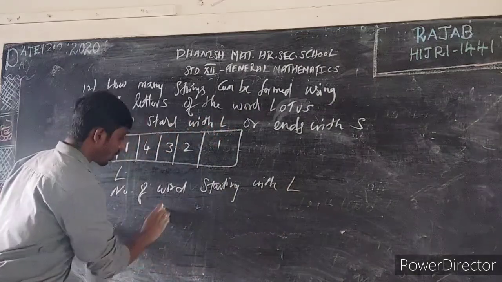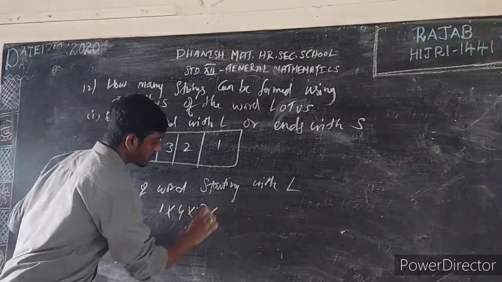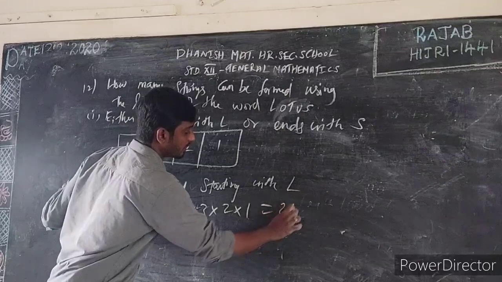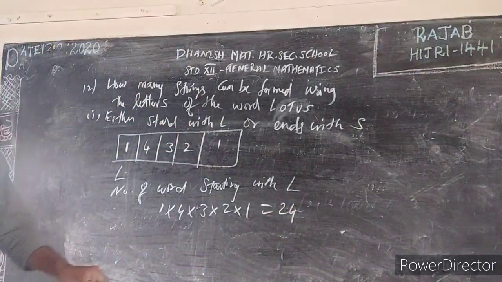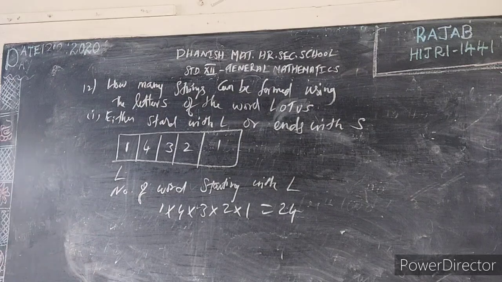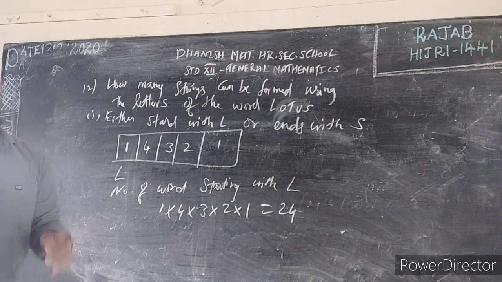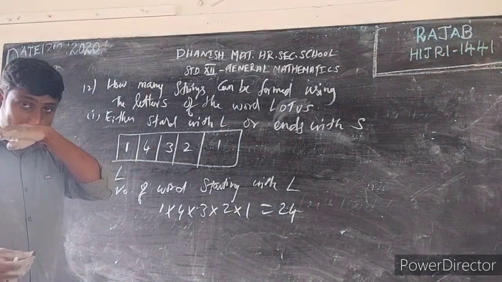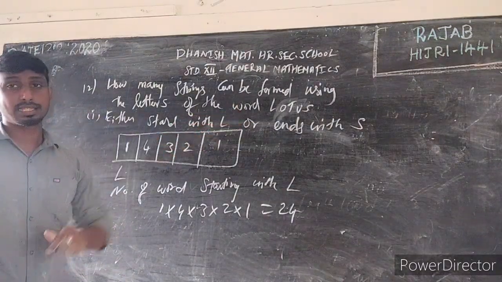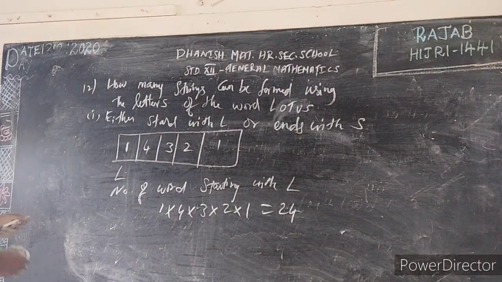That is 1 into 4 into 3 into 2 into 1, that will be 24. 4, 3, 12, 12 into 2, that will be 24. Here also the remaining 4 boxes can be filled. The remaining 4 values will be filled for the words that end with S. Now let us come to the table for ends with S.